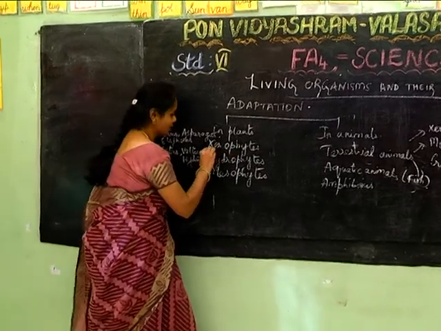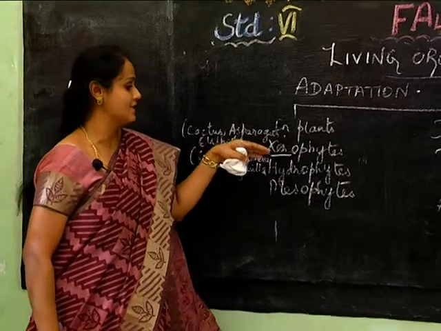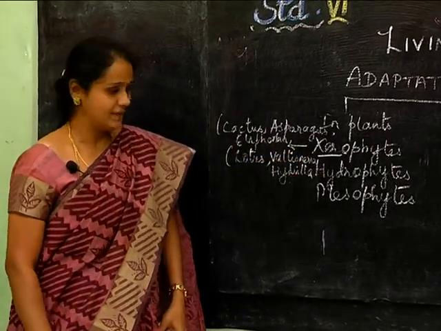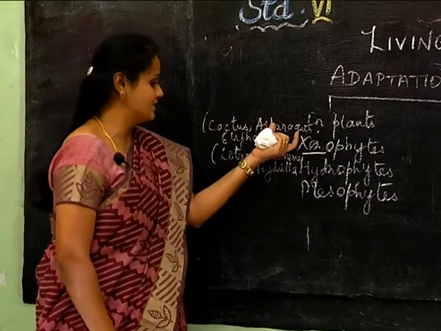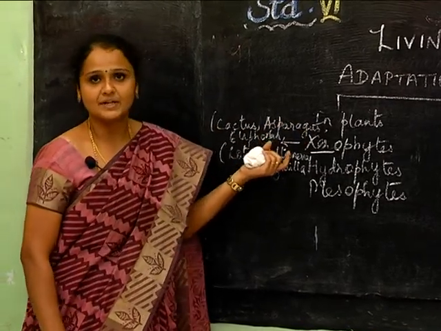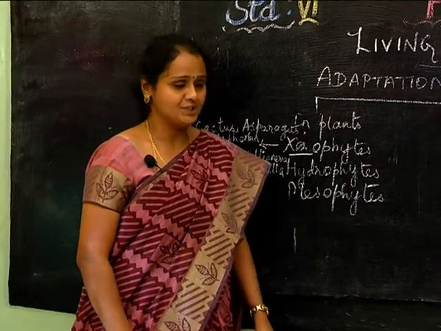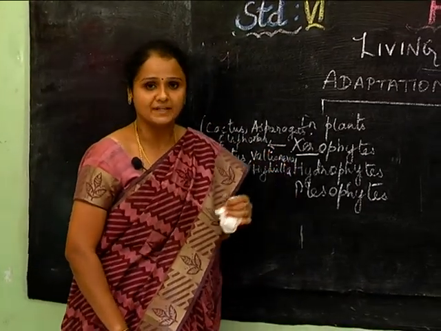The term xero refers to plants which live in the desert, and we call them xerophytes. The examples of xerophytes are cactus, asparagus, euphorbia, etc. Now, I am going to explain about the xerophytic adaptation. A well-developed root system is found in xerophytes.